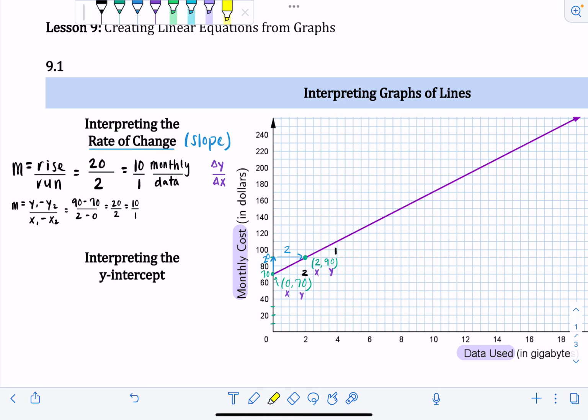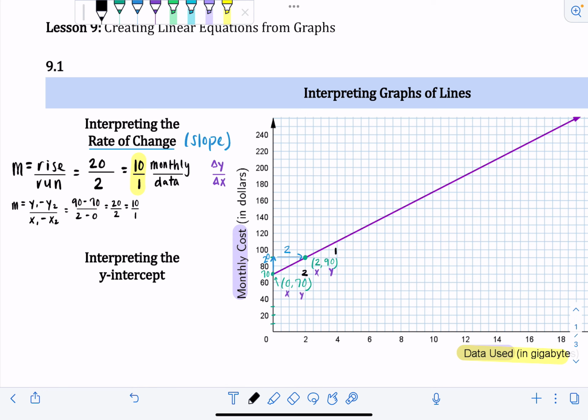But one more time, since we got that our slope was 10 over 1, 10 is the amount that our monthly bill is changing, and the 1, the change in X, is how many gigabytes we're using. This information is coming from the way that the axes are labeled, so that's why it's so important to have them labeled. You can write it whichever way you want as long as you're explaining the situation.